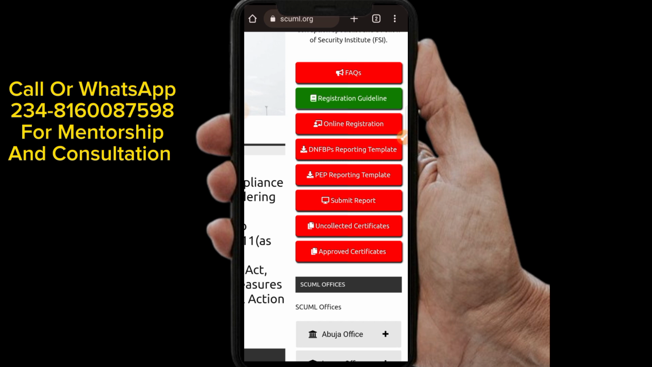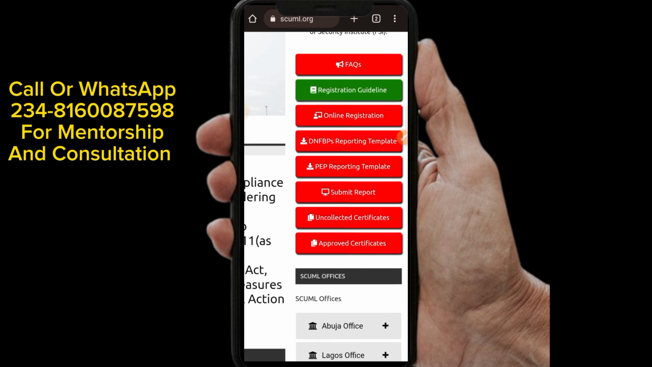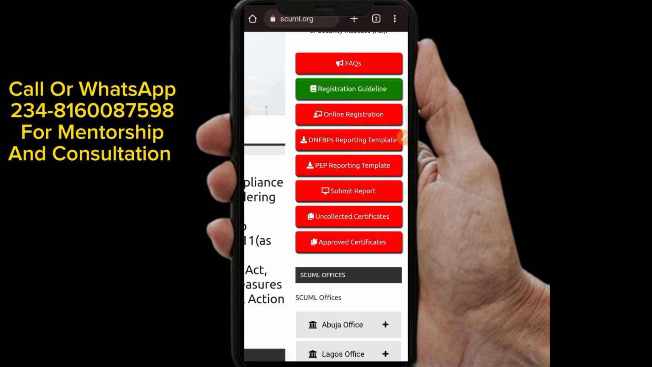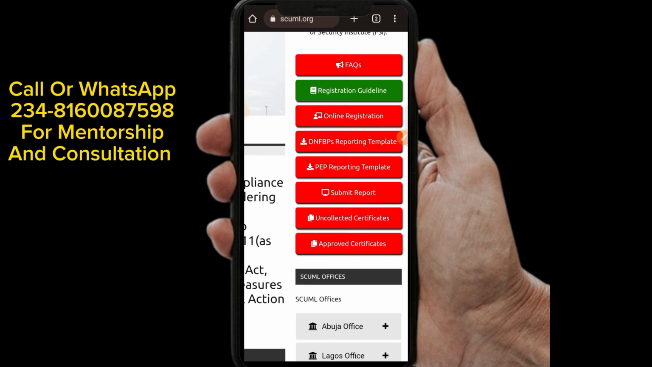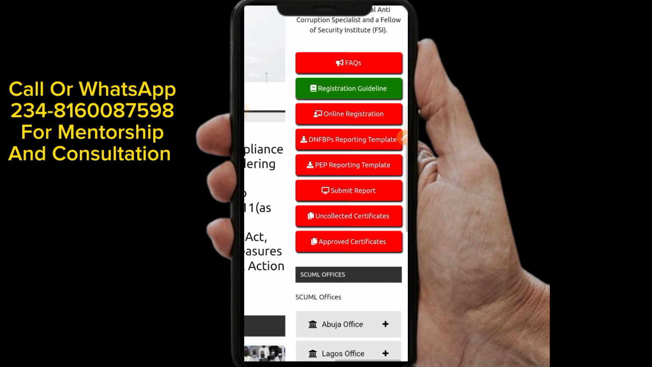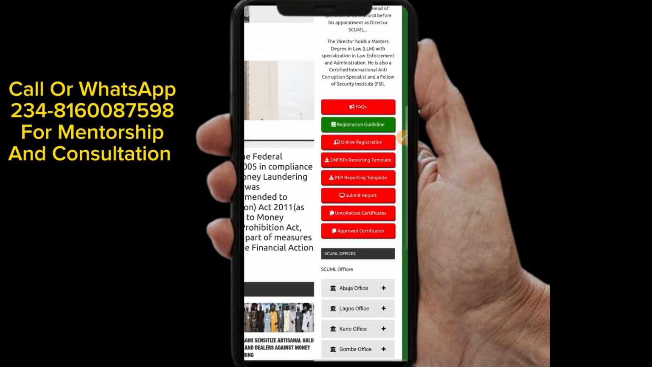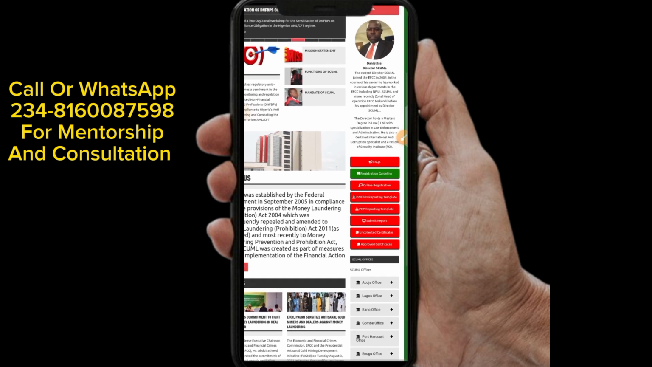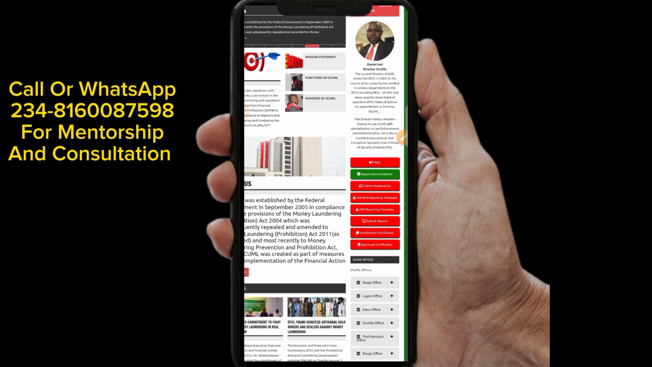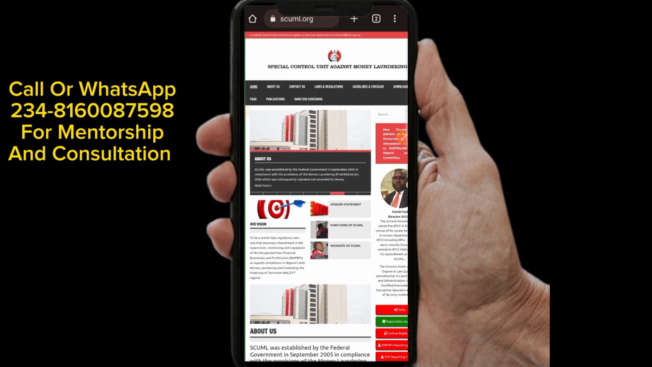Then the next thing, when you are doing your registration, you are also going to need the directors' information, right? So you are going to be uploading all the documents that were required. So these are things you need to know when we are talking about the requirements that have to do with getting your SCUML certificate ready, right?